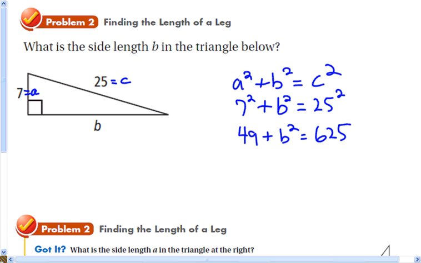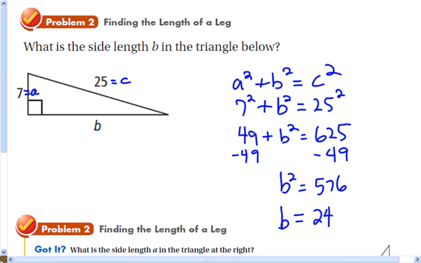And then we're going to subtract 49 from both sides. And we get B squared is equal to 576. And so now we're going to take the principal square root of 576. And I think that's 24. You may have to check my math, but I think 24 times 24 is 576.